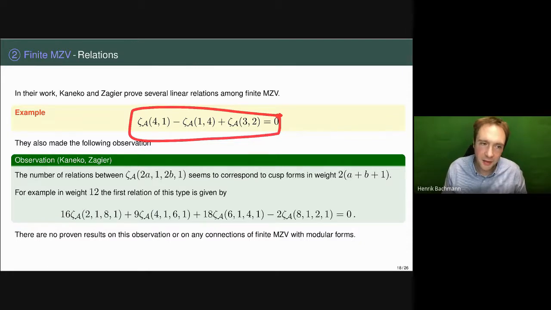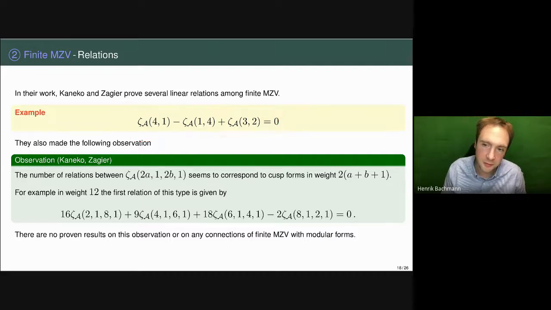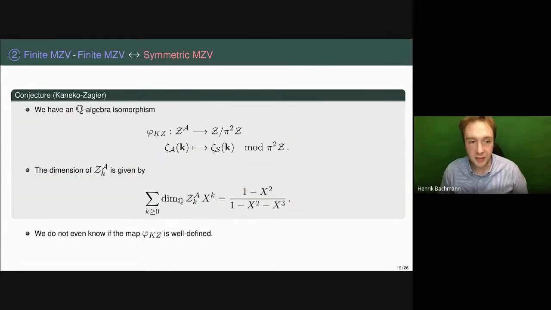And then one might expect that maybe they satisfy all the same relations. But we already saw this is not the case, because in depth 1, they differ. In depth 1, the finite ones are 0, and the symmetric ones, in the even case, are not 0. But still, there's this conjecture here.